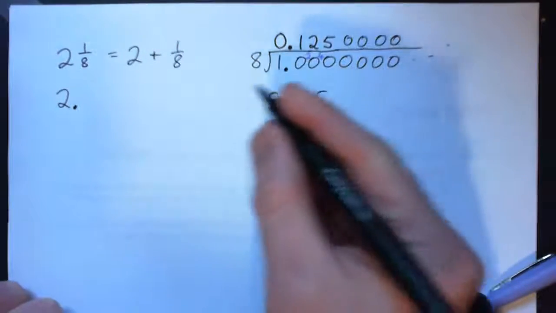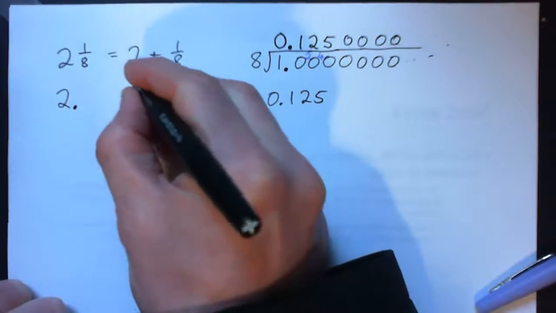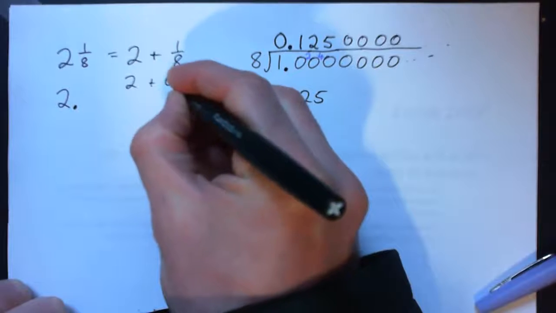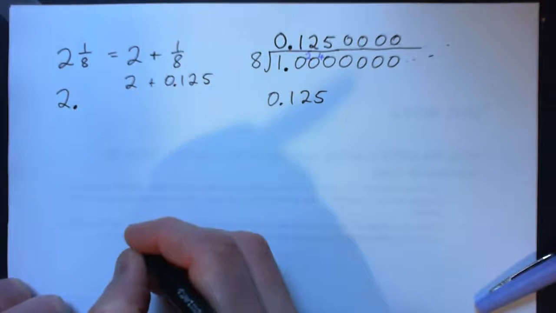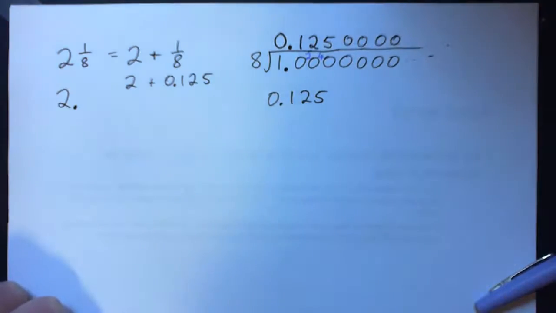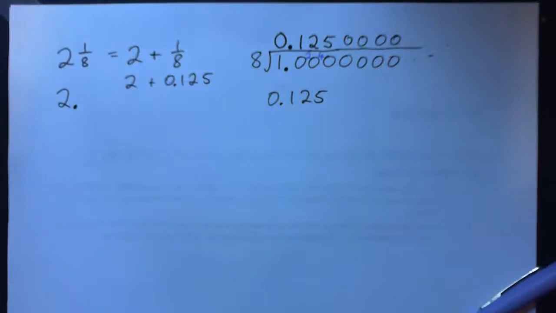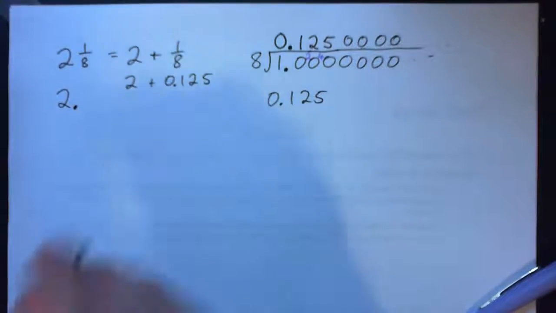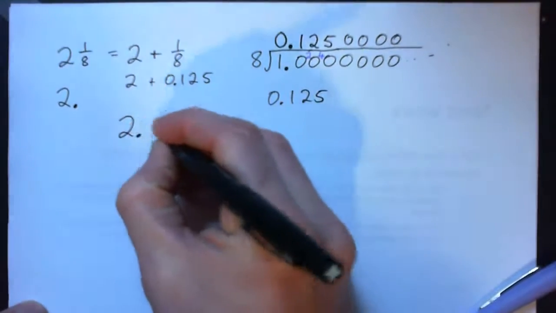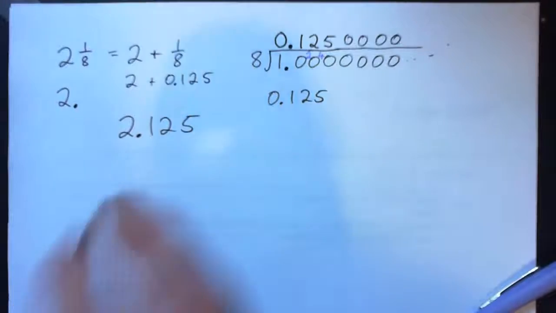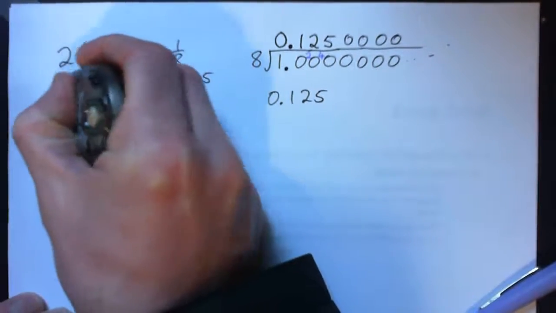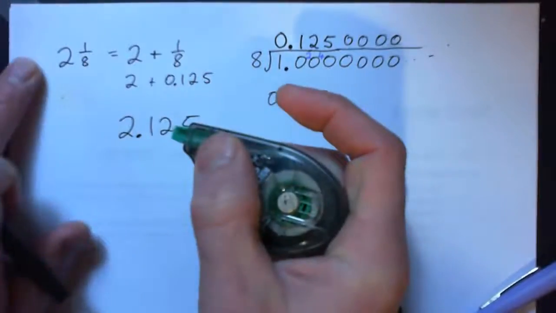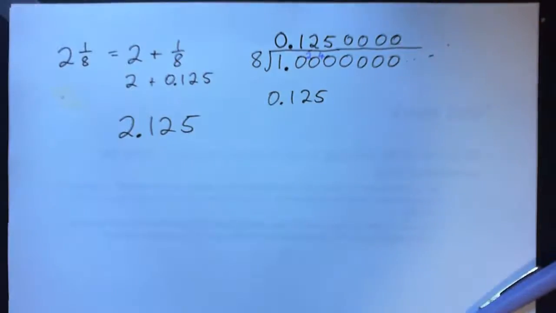So this 2 plus 1/8 is in fact 2 plus 0.125, isn't it? Or you can write that as 2.125, right? So that is 2 1/8 as a decimal. But we gotta go one step further and turn it into a percent, okay?